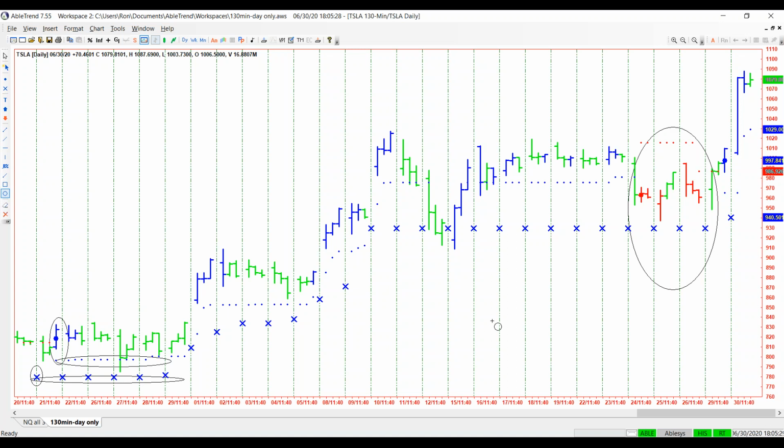And as you can see, anybody who had AbleTrend a month or so ago, we bought Tesla at 830 and just rode it all the way up to about 980 before we got stopped out, a home run trade.